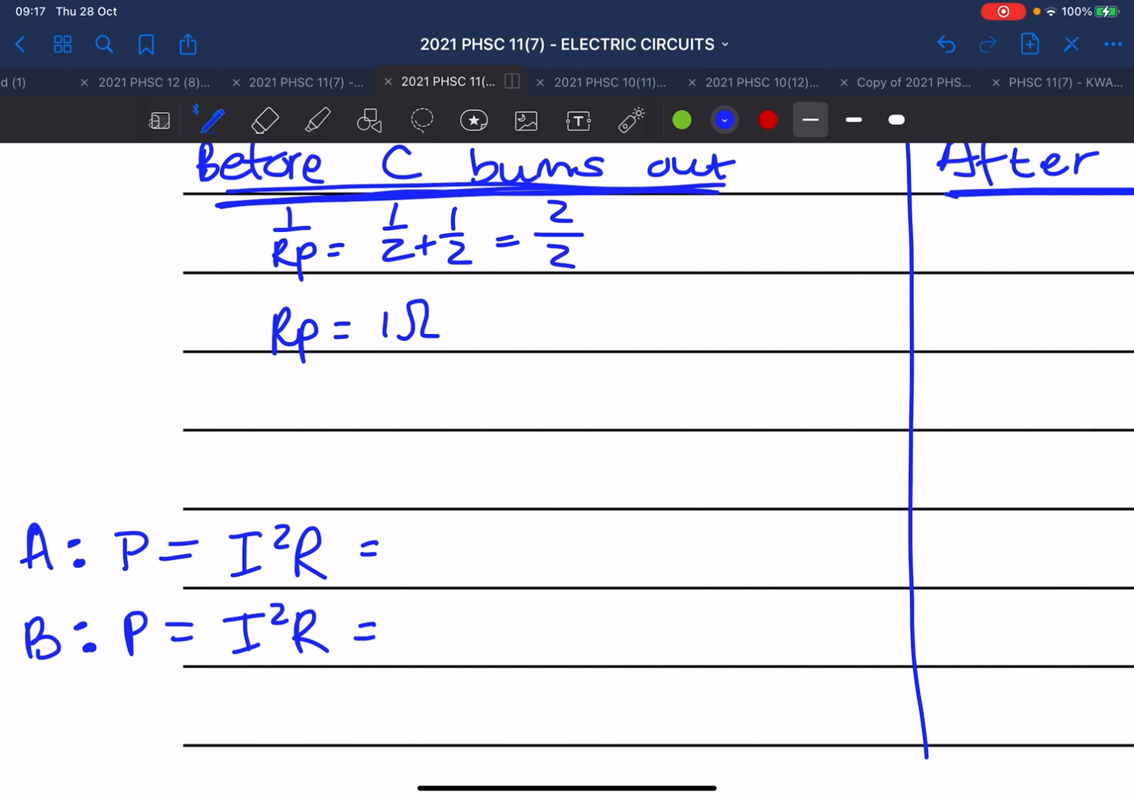Make sure you know where I get the values from. Ask if you're unsure. Look at the picture. Okay, so that is R parallel. The total resistance will then be 1 plus 2. That gives me 3 ohms.